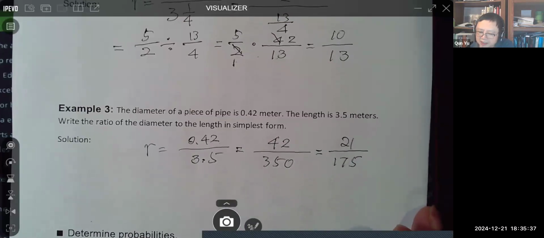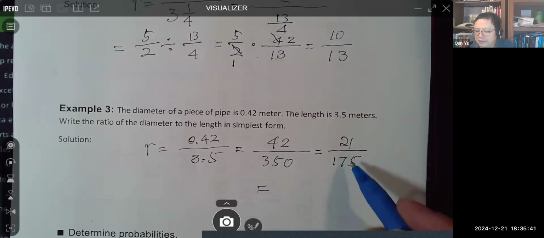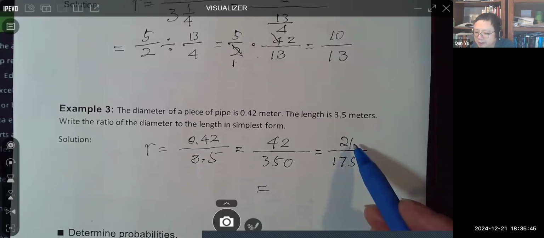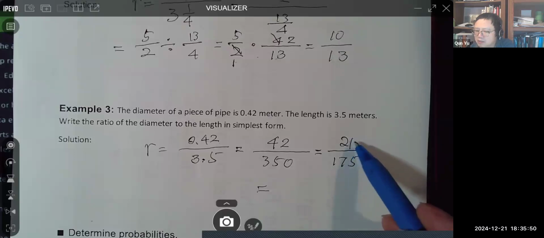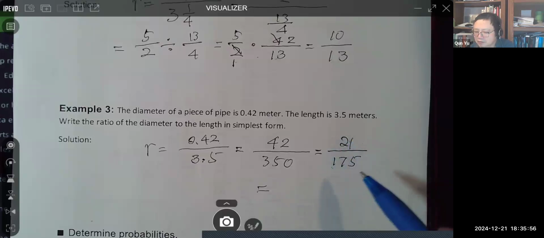Now, which number to divide by then? If you're not sure, try these three numbers. If they're even numbers, they can be divided by 2. If ending with a 5 or 0, they can be divided by 5. But this is not the case. This one can be divided by 5. This one cannot. So 5 doesn't work.